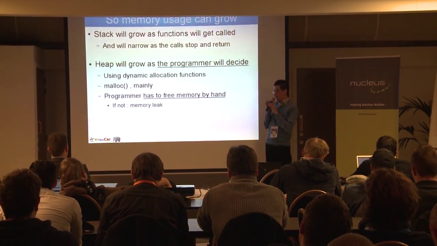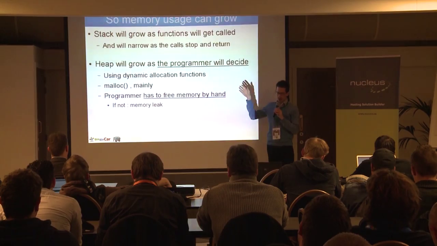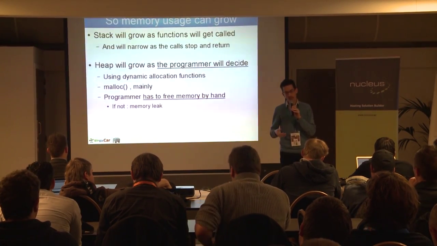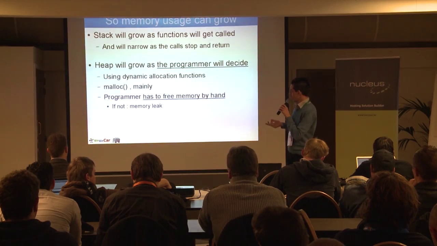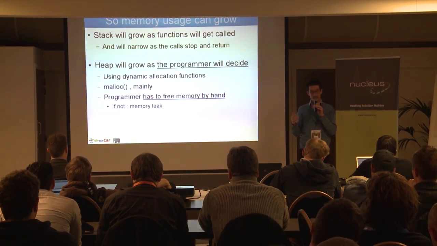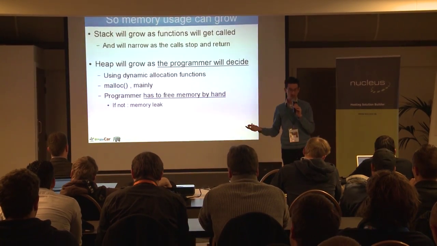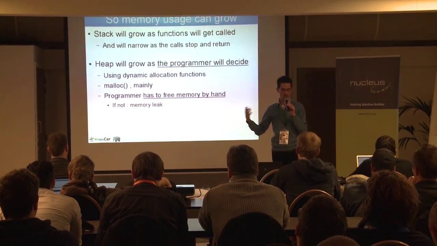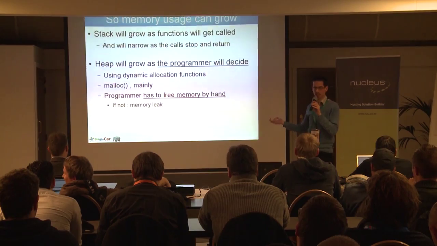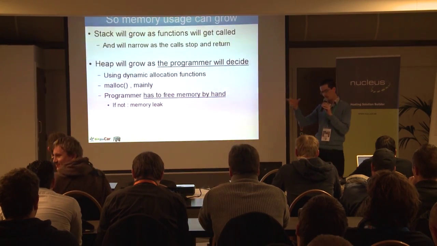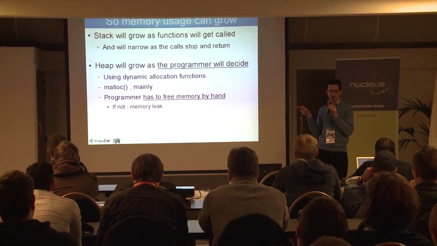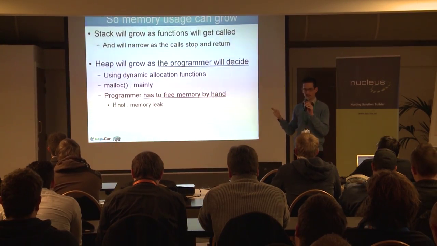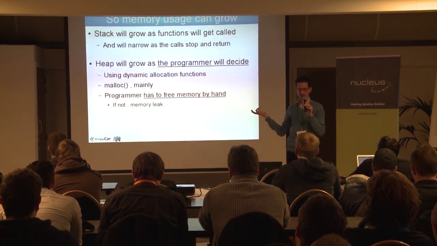Okay, so if the programmer allocates too much memory, you will have a problem, and if the programmer allocates memory and forgets to free it, you will have a problem over time, because you will leak memory. Leaking memory is just allocating memory and never freeing it. Okay, it's very easy to do. You can do this with just one call, malloc, and that's all.